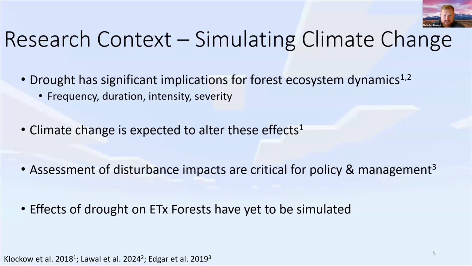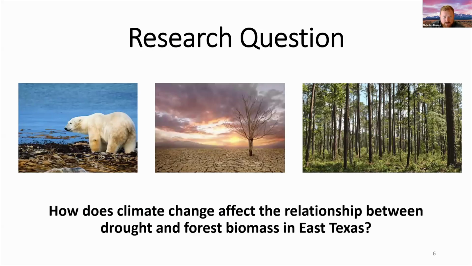The frequency, duration, intensity, and severity of droughts have significant implications for forest ecosystems, and climate change is expected to have an impact on these variables. The accurate assessment of disturbance impacts is crucial for future forest management and for policymaking. The increasing frequency and severity of disturbances introduces uncertainties about how forest dynamics will respond to them in the future, and the effects of drought as a recurring form of disturbance have yet to be simulated in East Texas. Which leads us to my following research question: how does climate change affect the relationship between drought and forest biomass in East Texas?